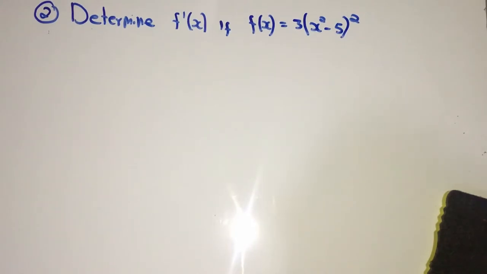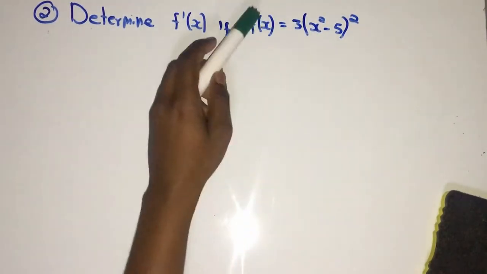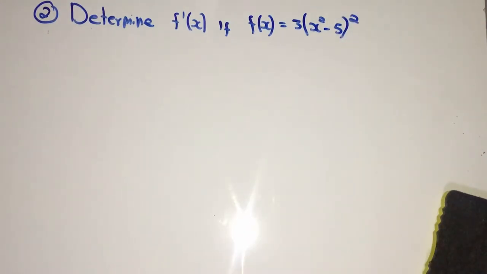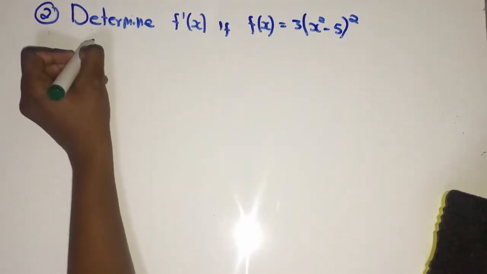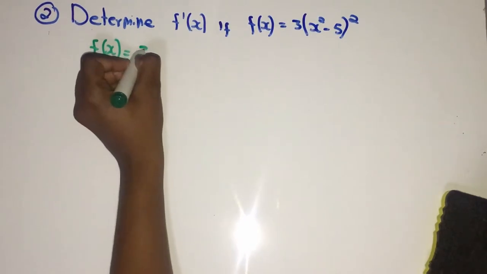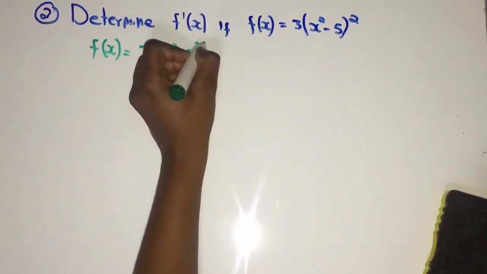Our next question: determine the derivative of f if f of x is equal to 3 into x squared minus 5, all squared. So our f of x is equal to 3 into x squared minus 5, all squared.